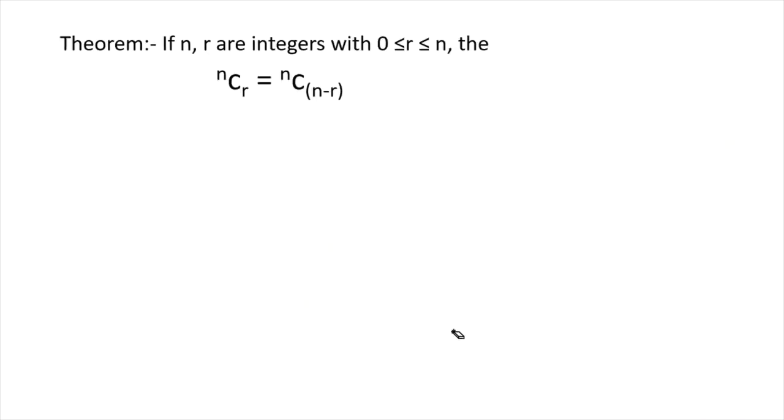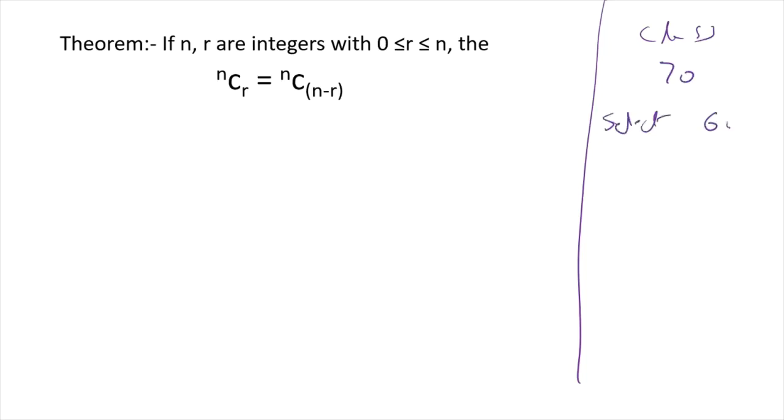Okay. Now we have an interesting theorem. If 0 is less than or equal to R, which is less than or equal to n, then n choose R is the same as n choose n minus R. Suppose you have a class containing 70 people and I have to select 60 people. The number of ways of selecting 60 people out of 70 people is 70 choose 60.